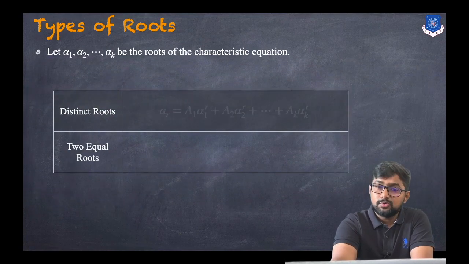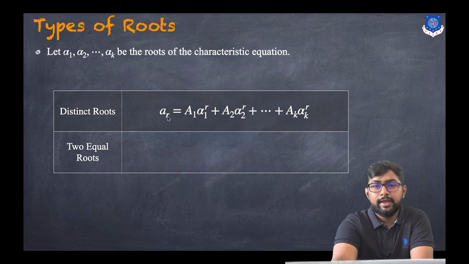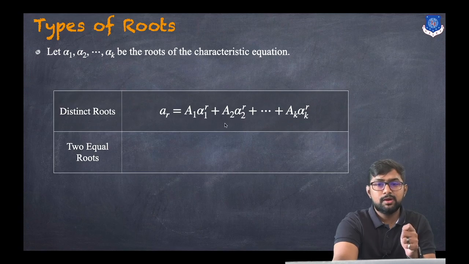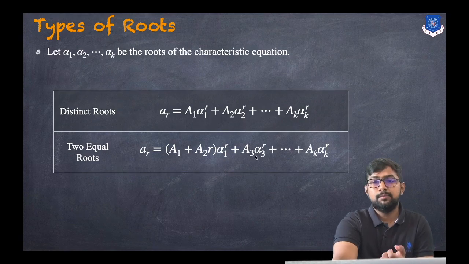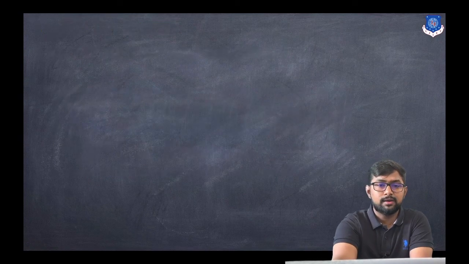So for distinct roots, the general form of the solution will be like this: a_r equals A1 alpha 1 raised to r plus A2 alpha 2 raised to r up to Ak alpha k raised to r. And for 2 equal roots, we combine these 2 constants, so that is (A1 plus A2 r) alpha 1 raised to r plus the rest of the terms are the same, so A3 alpha 3 raised to r up to Ak alpha k raised to r.